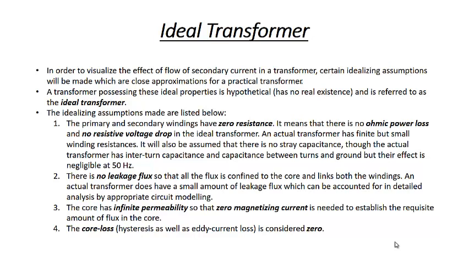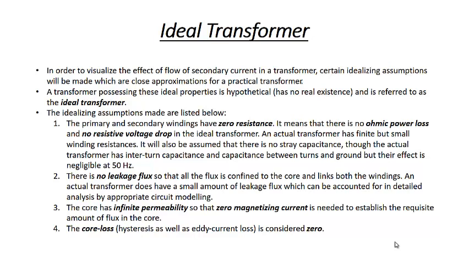In order to visualize the effect of the flow of secondary current, because until now we haven't discussed the effect of the secondary current, we make certain assumptions which are definitely a very close approximation for the practical transformer. A transformer possessing these ideal properties is hypothetical. There is no real existence of that. When we consider these hypothetical properties of a transformer, we refer to this type of transformer as an ideal transformer.